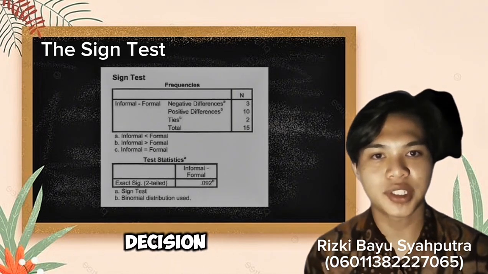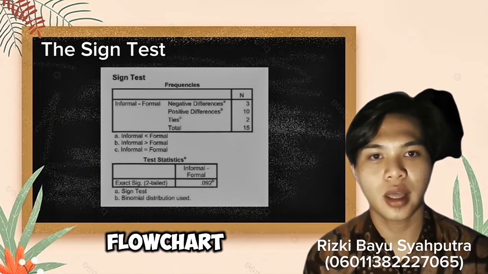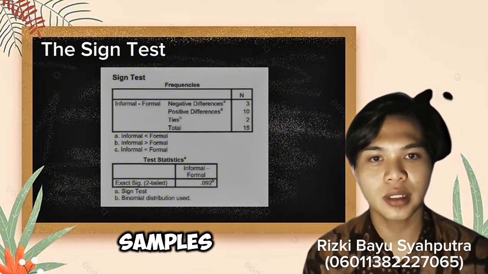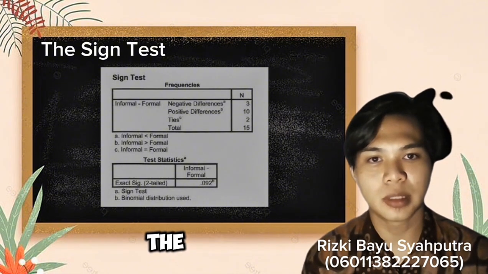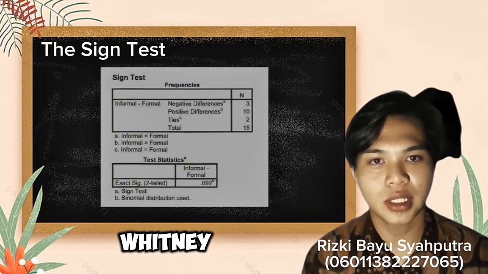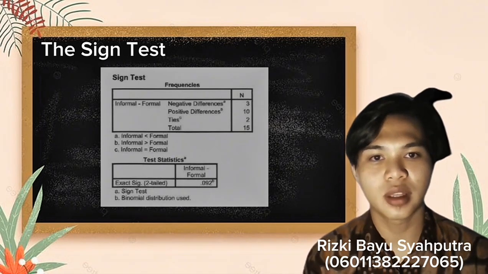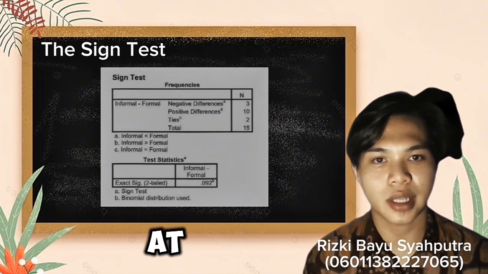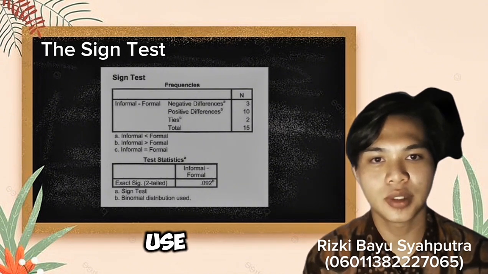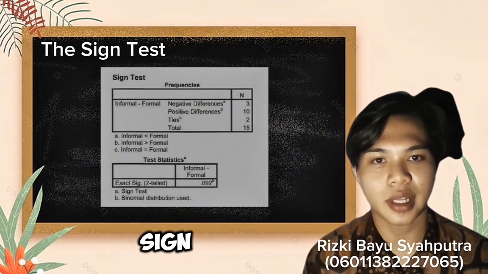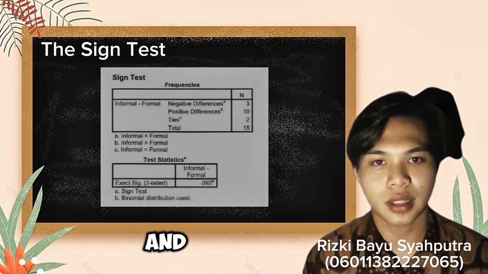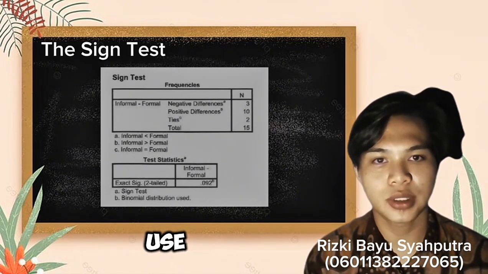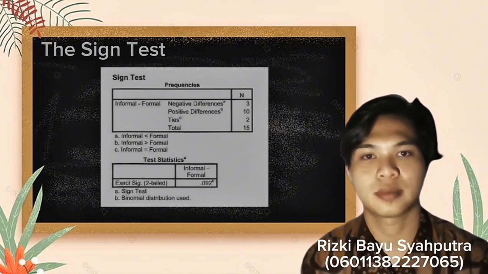Lastly, a simple decision flowchart helps you decide which test to use. If the samples are independent, use the Mann-Whitney U test. If the samples are related and the data is at least at the interval level, use the Wilcoxon signed-rank test. And lastly, if the data is only ordinal, then use the sign test.